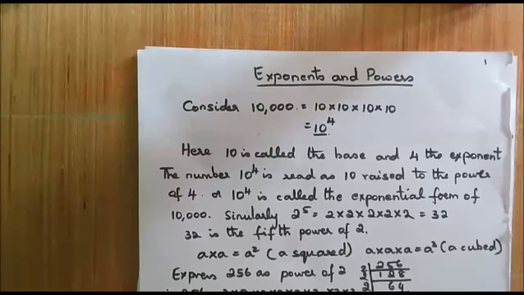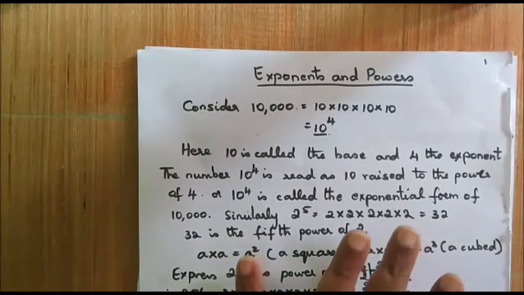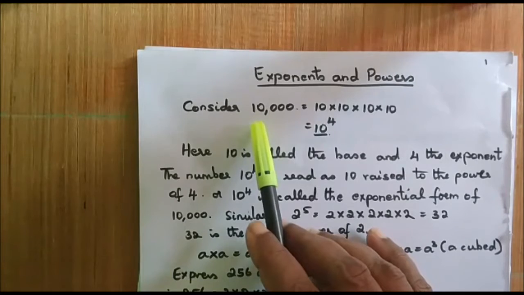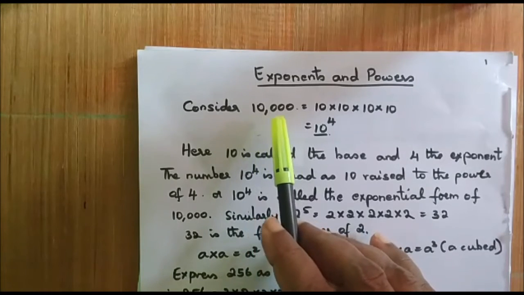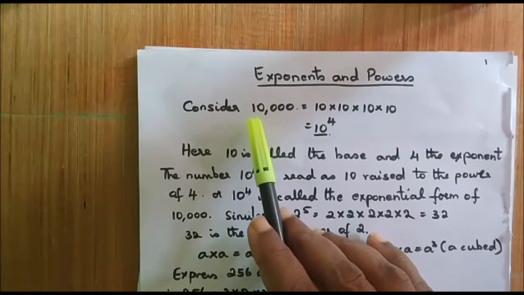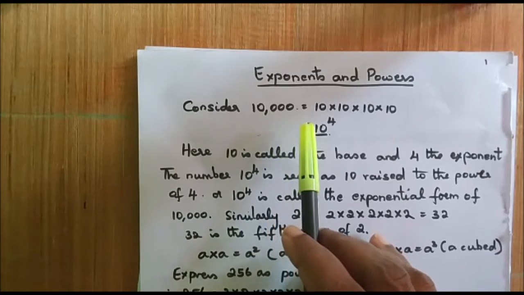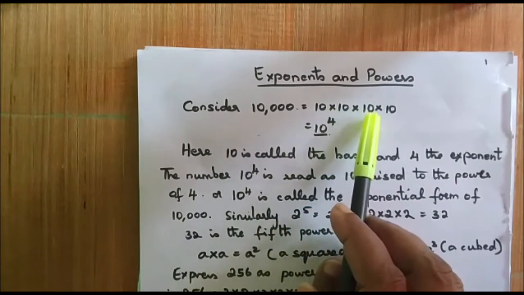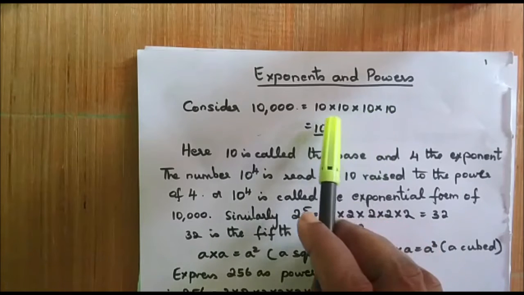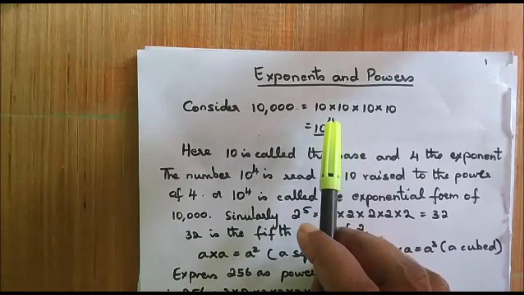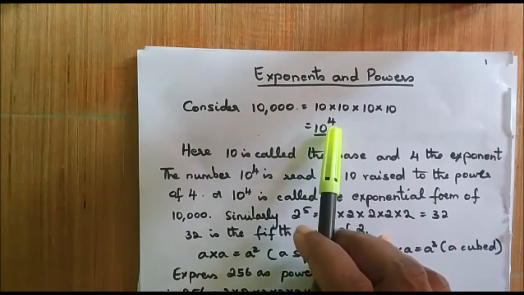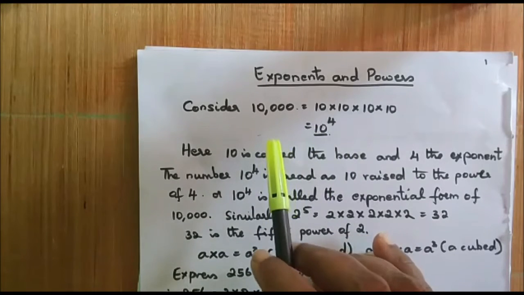Hello friends, in today's class we'll see the next chapter, exponents and powers. Here we are given a number that is 10,000. How do you count it? 1 followed by 4 zeros. It can be written as 10 into 10 into 10 into 10, that is, 4 tens are there. So this can also be written in short form as 10 to the power 4, isn't it?